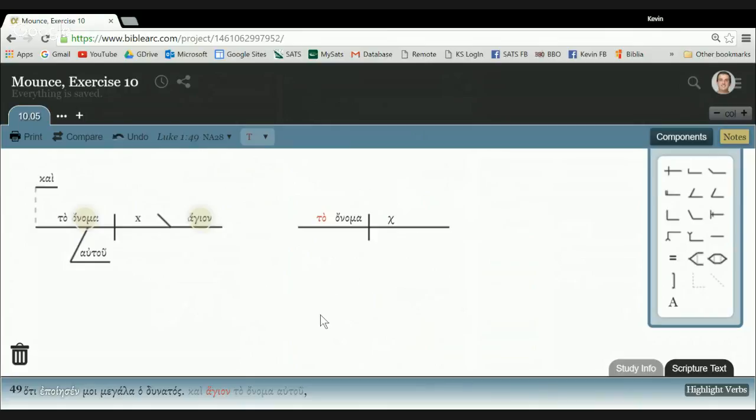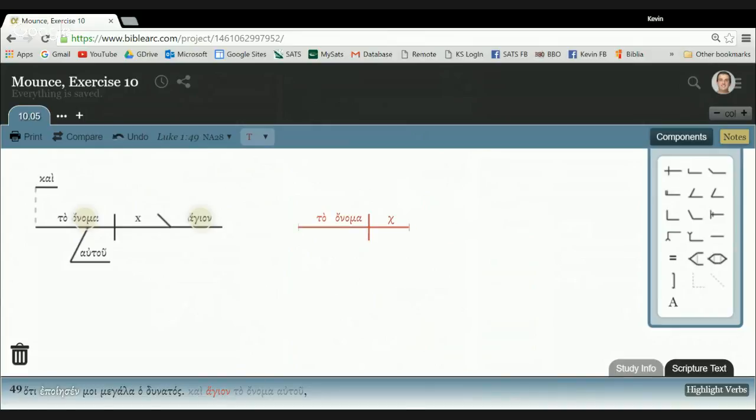And hagion, hagion is an adjective. Hagios aon, it means holy. In context, it looks like it could be nominative or accusative neuter, or it could be accusative masculine singular. So we're going to look for something that it's agreeing with, and it's clearly agreeing with onoma. They're both nominative neuter singular, and hagion is in a predicate position.